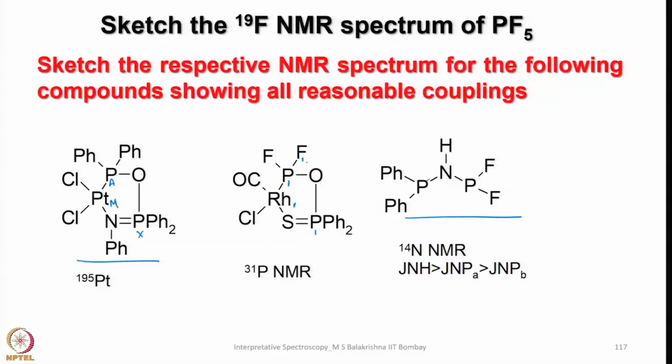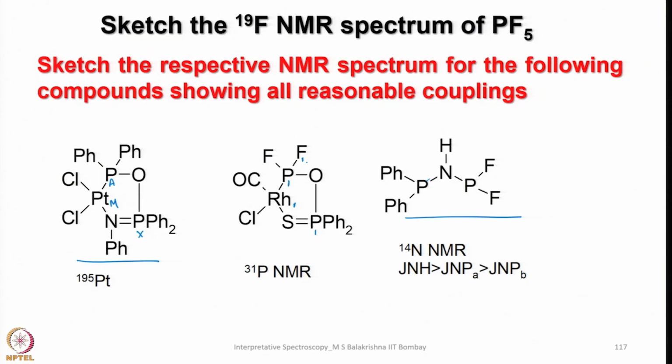So, in my previous lecture I showed these three molecules here, and I showed you how to interpret or sketch an NMR spectrum of both 195 platinum as well as 31P phosphorus in the case of the platinum compound. So, let me now discuss the splitting pattern and also sketch the NMR spectrum corresponding to the rhodium complex here. First, let me look into the 31P NMR spectrum of this rhodium complex.